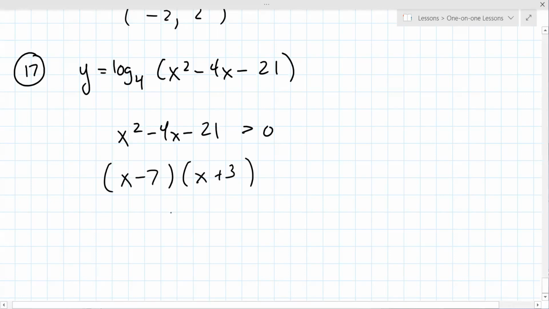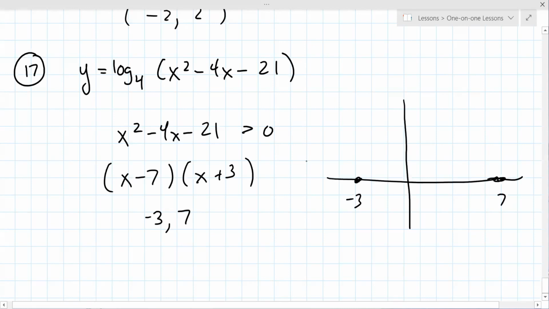Would it turn into like -3 to 7, or 7 to -3? Well, it's always the smaller to the larger, but here's what's going on with this picture. At -3 and at 7, that's where it hits the x-axis. So does this parabola open up or down?